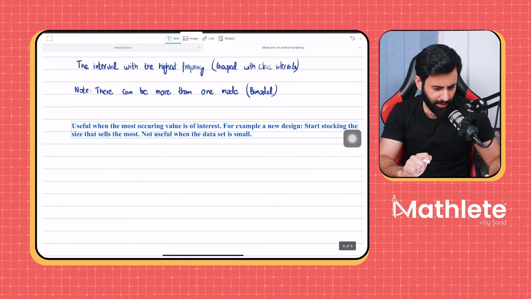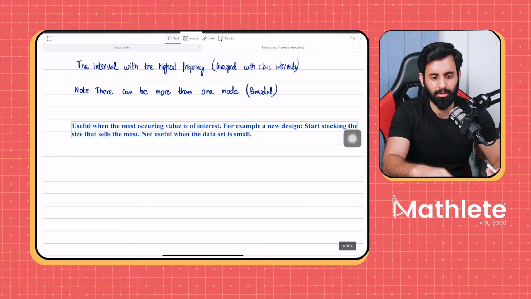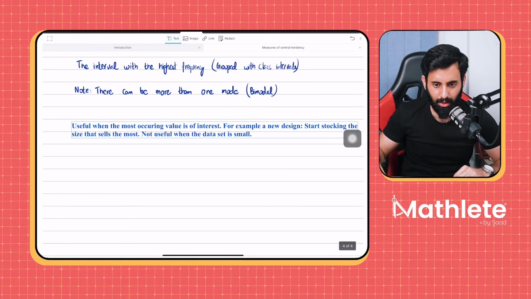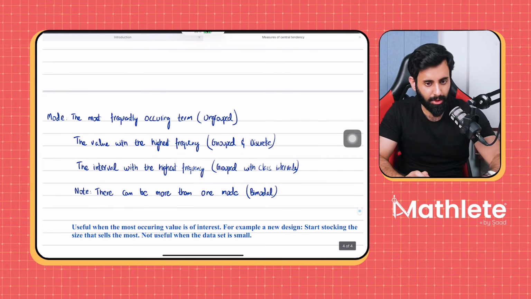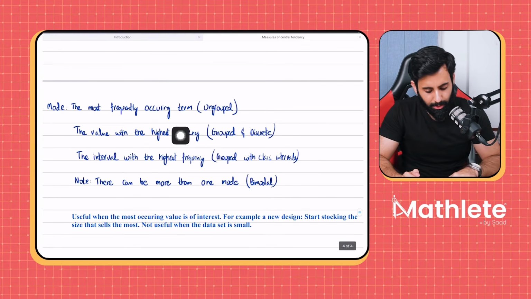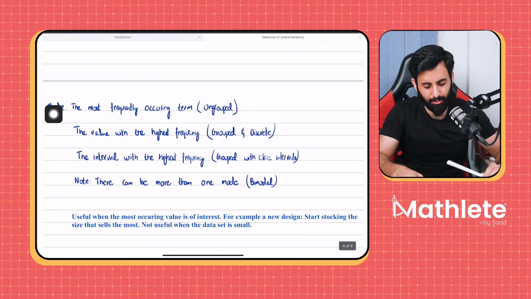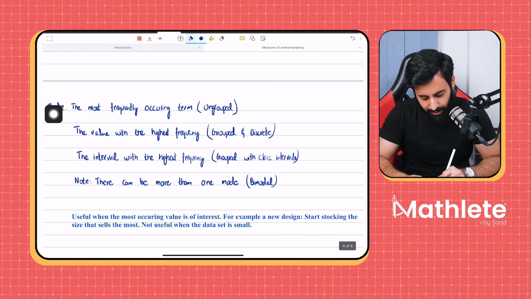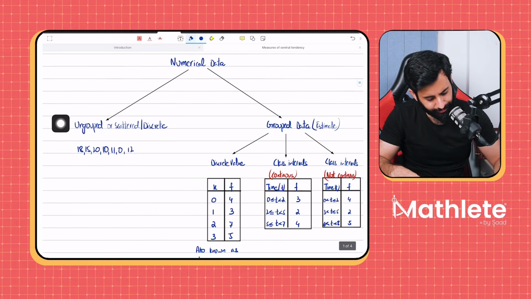There's no formula as such for mode. You just have to see the value with the highest frequency, or the class interval which has the highest frequency. Let me explain. If you have ungrouped data, you're going to see the value that's most frequent. Let's go back to this example here.